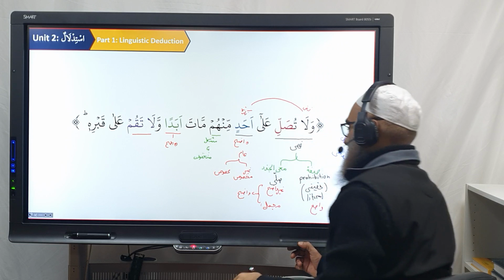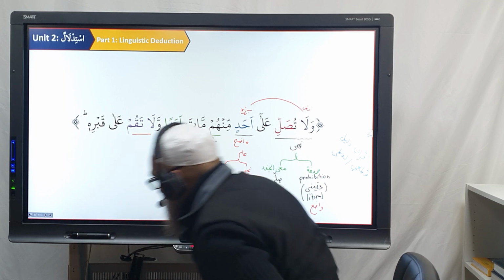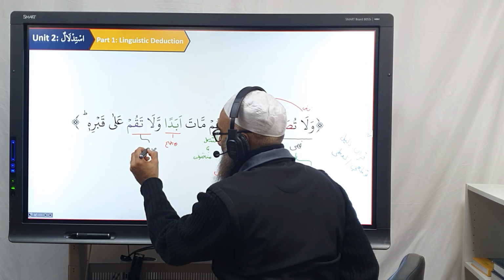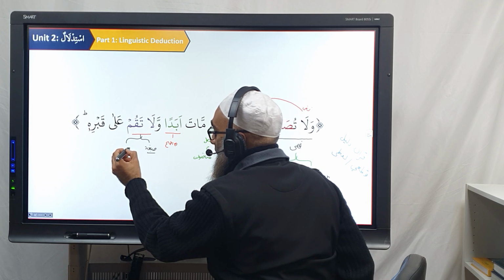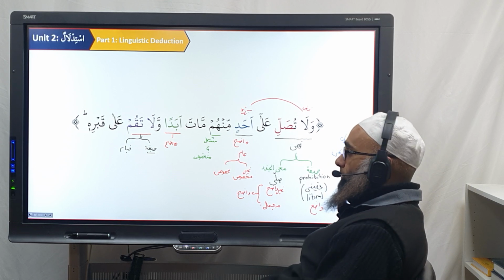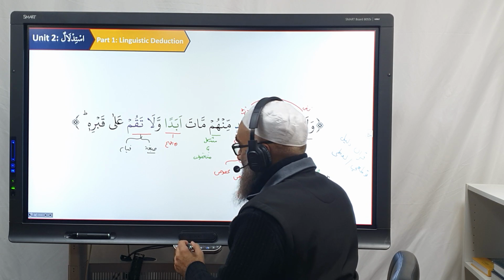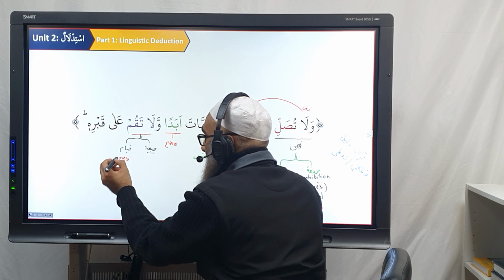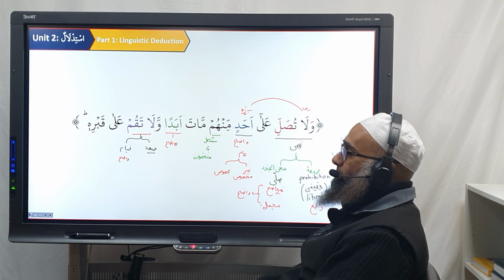La taqum. What kind of word is la taqum? It's a nahi again. So now we have two aspects. One is the sigha, which means it's impermissible. And the word is qiyam. What does qama yaqum mean? To stand. So qiyam is a wadih word, we know its meaning. But in a wadih word, what do you have to look at sometimes as well? Is it haqiqa, is it majaz?